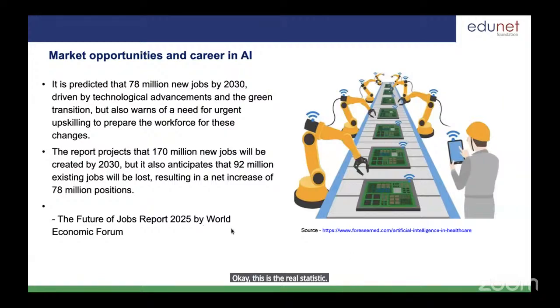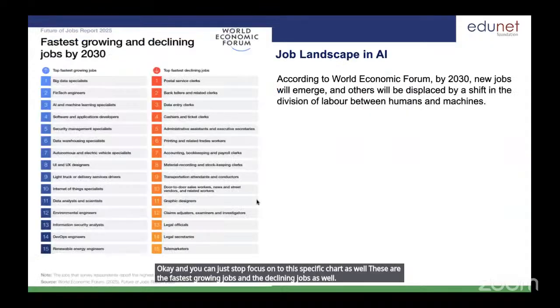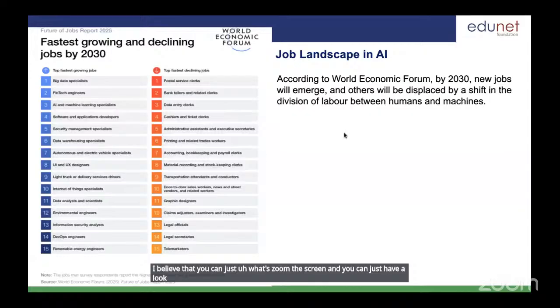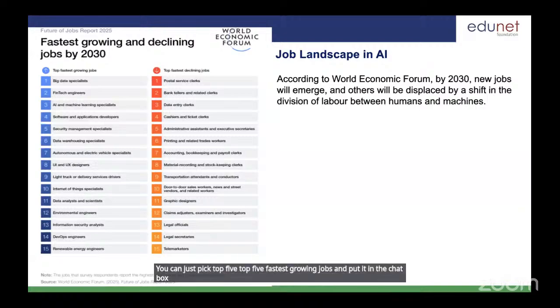And you can just focus on this specific chart as well. These are the fastest growing jobs and the declining jobs as well. So you can just have a look here. I believe that you can zoom the screen and have a look if the font is really small. You can just pick the top 5 fastest growing jobs and put it in the chat box. Yes, students.